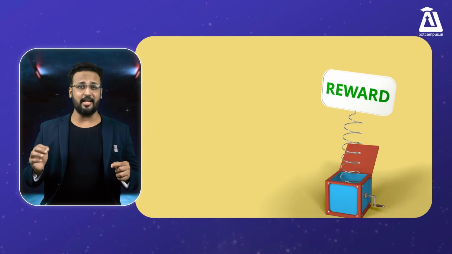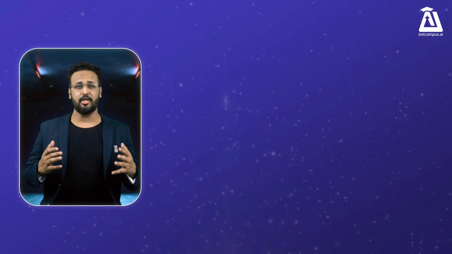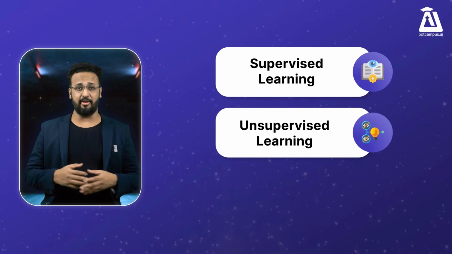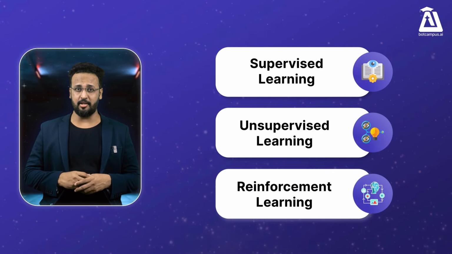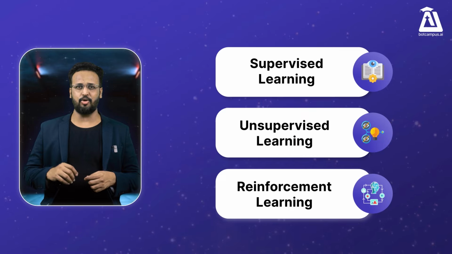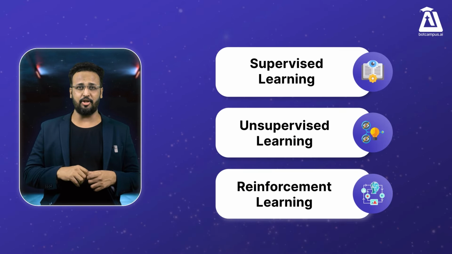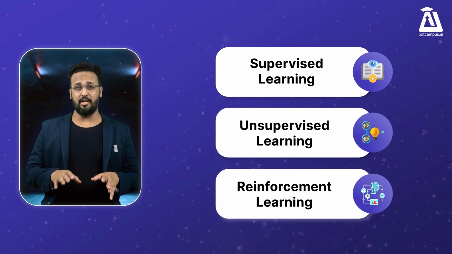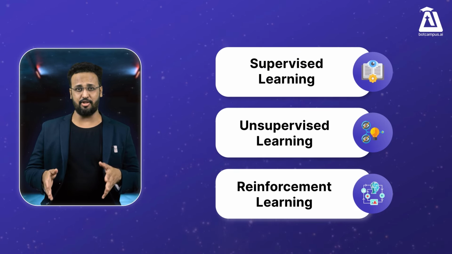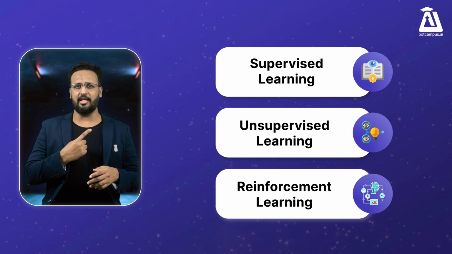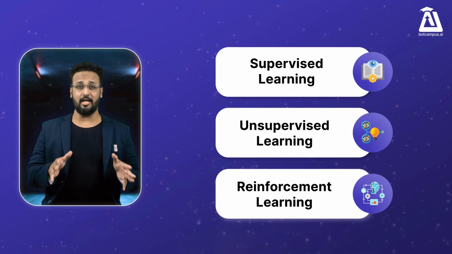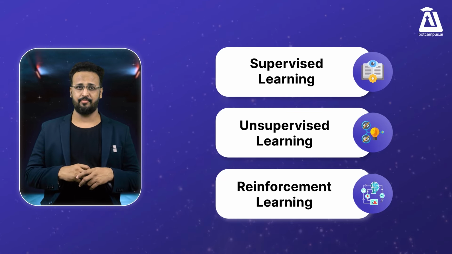There are three types of machine learning formats: supervised learning, unsupervised learning, reinforcement learning. This video is about understanding reinforcement learning. If you have landed on this video first without learning about supervised learning and unsupervised learning, click on the link above to learn about the other machine learning models.